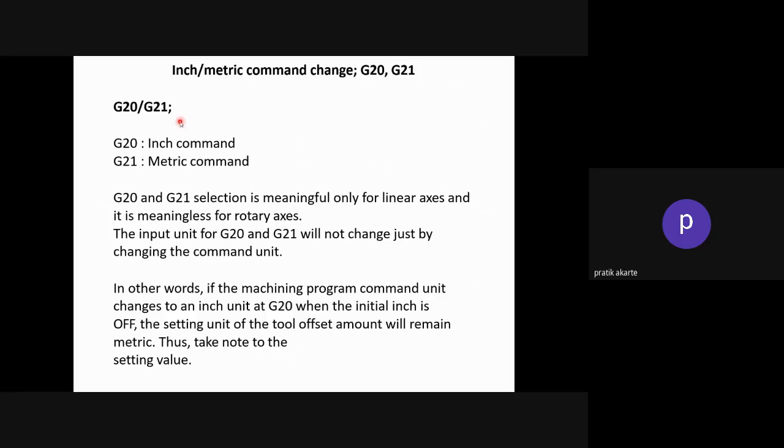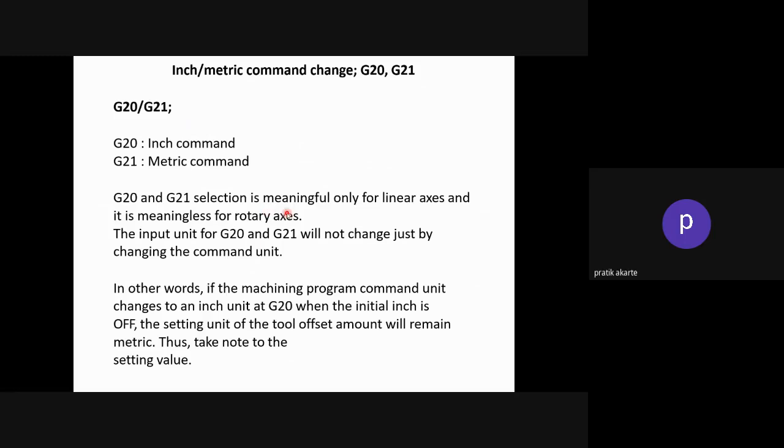Then G20 and G21. G20 is for inch command, inch mode, and G21 is for metric mode. So we don't need G20 most of the time since we follow metric mode. So we will be most of the time using G21. But this is a preparatory command. You have to use G21.